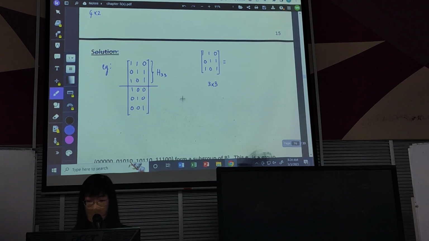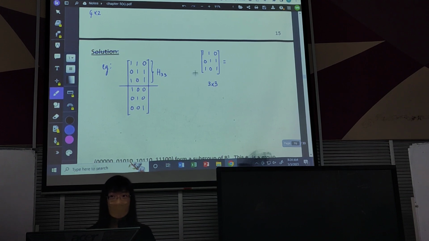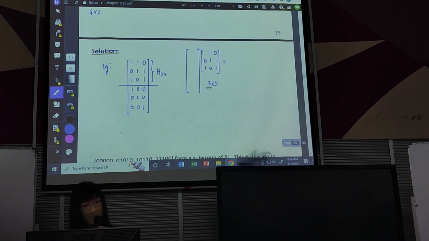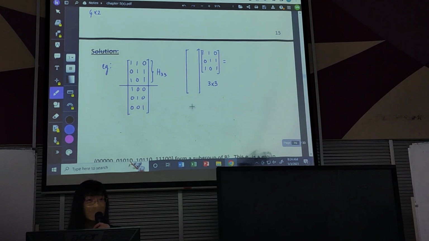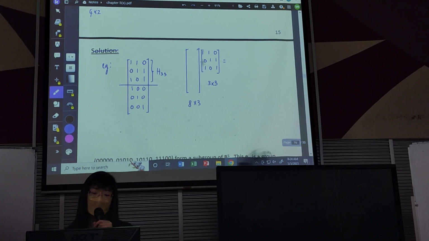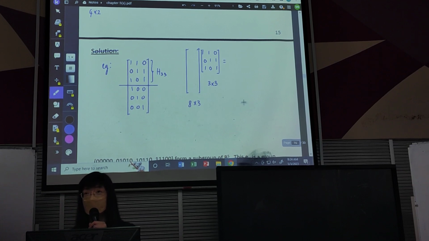So what is the matrix here? How many rows? How many columns? Who can give me? If this is 3 rows, the matrix here must be how many columns? 3 columns, right? If 3 columns, how many rows? 8, yes. So that means we will encode from 3 bits. And what is the outcome here? After you multiply, how many bits?